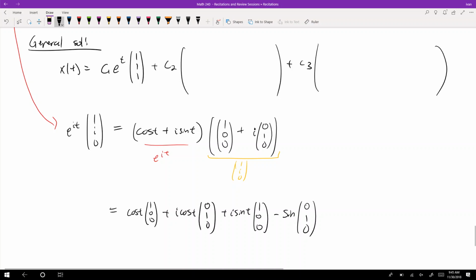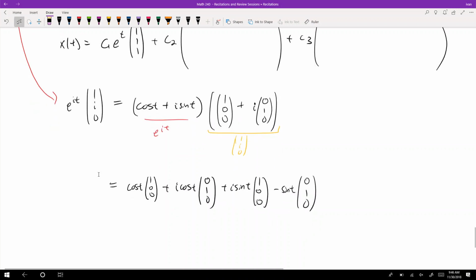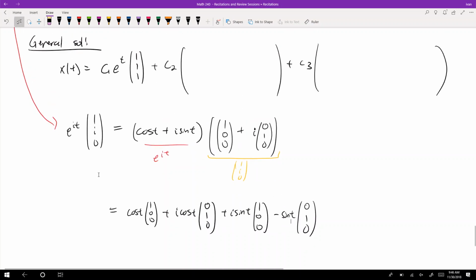Oh, sine t. Okay. So you get negative sine t, 0, 1, 0, and okay, so now what? So now to plug this in to these guys up here, what I'm going to do is choose the real parts for one solution. I'm going to choose the imaginary parts for the other solution.